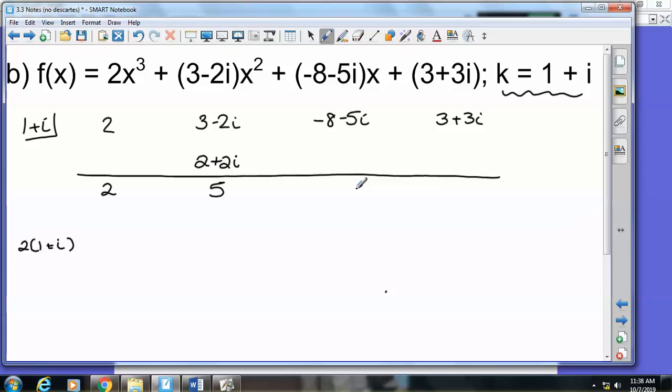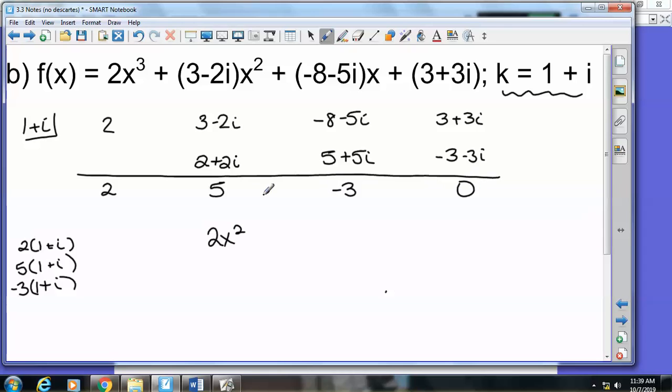So now you have to take your 5 times the 1 plus i, and that gives you 5 plus 5i. Add and I get negative 3, so we have to do negative 3 times the 1 plus i. Get negative 3 minus 3i, which does give me a 0. And I knew it was going to be a 0 because I already told you at the beginning that this divided. What's the next step? Box method.